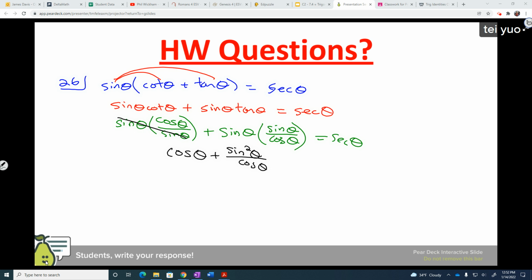Tracking so far? Okay, now what we want to do is try to combine these two fractions together. In order to do that, we need a common denominator. This one just has a denominator of 1 right now, so we're going to multiply it by the other denominator over itself, so times cosine over cosine. We then get cosine squared over cosine plus sine squared over cosine.